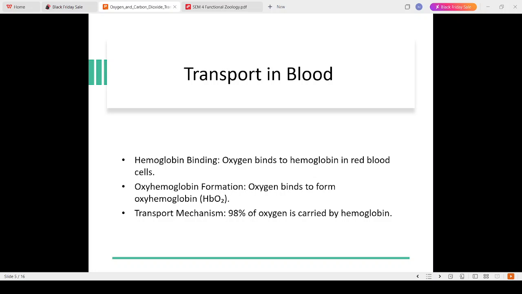Now what happens at the level of tissues is that when oxygen is reaching the cells, at the level of cells the pressure of oxygen is very much lower. So in the cells the oxygen pressure is very low, and as a result oxyhemoglobin will be dissociating. I will show you that.